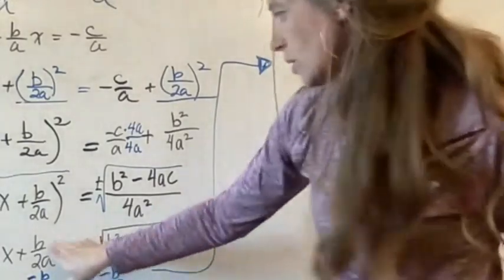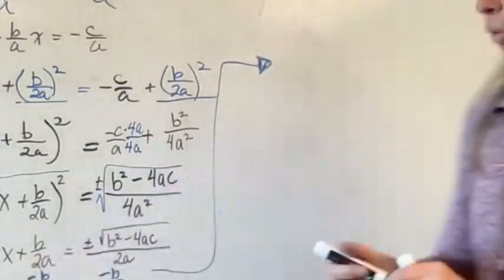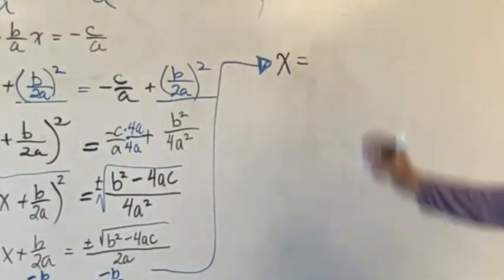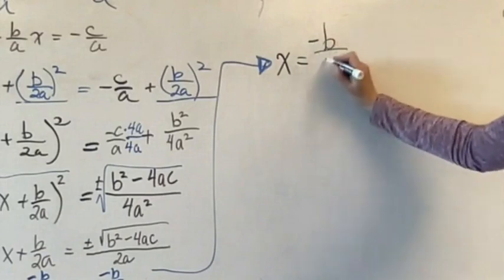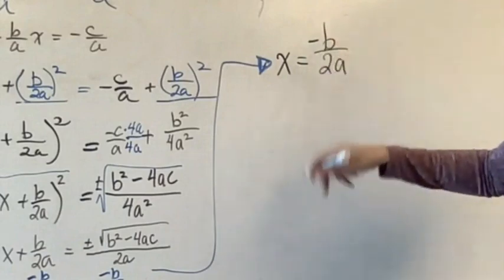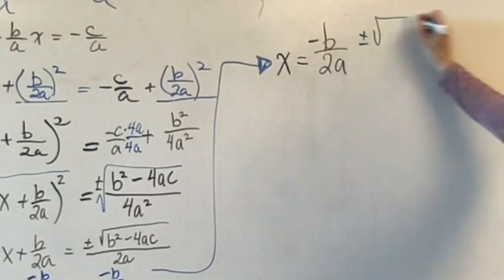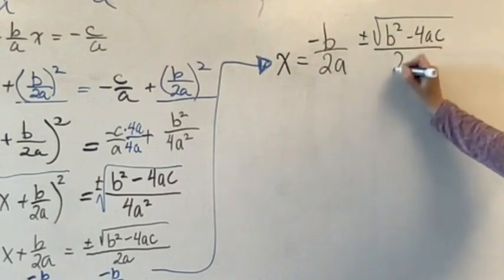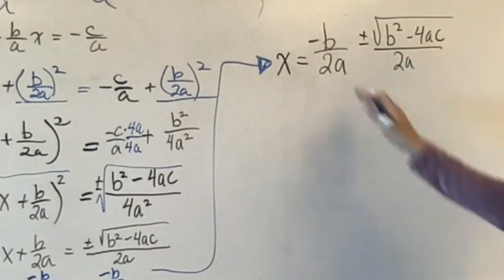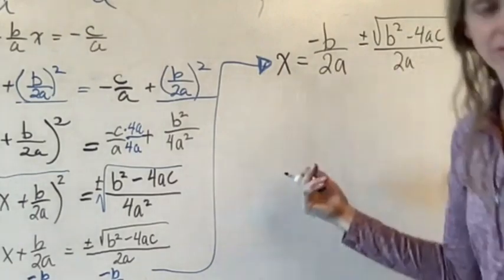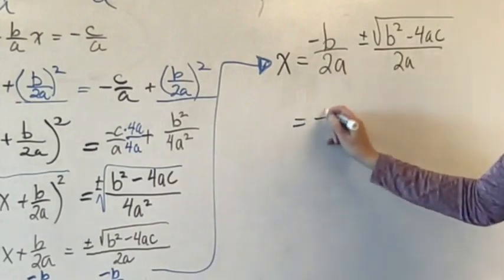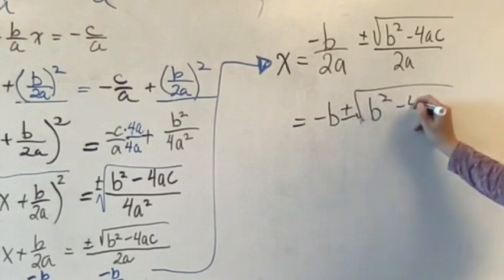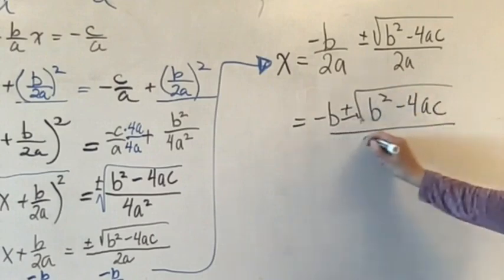Let's see. So we subtracted this, so we are just left with x, which is our goal, to be left with x equals. I'm going to write it in one step, and then we'll do the final. Negative b over 2a plus or minus the square root of b squared minus 4ac all over 2a. These are the same common denominator already, I don't even have to change anything. So just write it: negative b plus or minus the square root of b squared minus 4ac all over 2a.